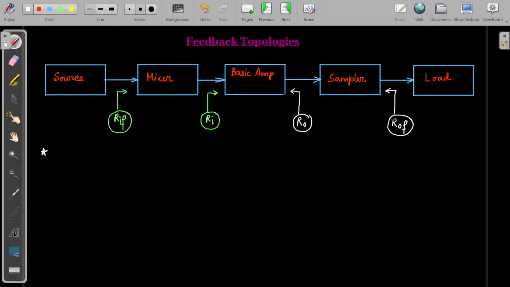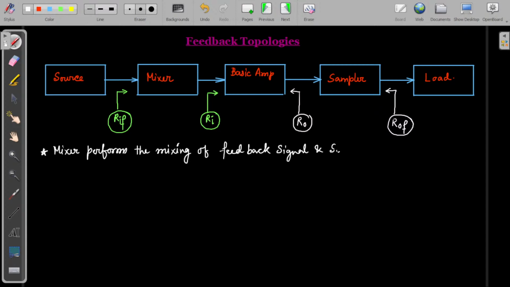So what we can say is that the mixer performs the mixing of the feedback signal, जो feedback line से आएगा, and the source signal. ये दोनों signal को mix करेगा. So that's why it is called a mixer.